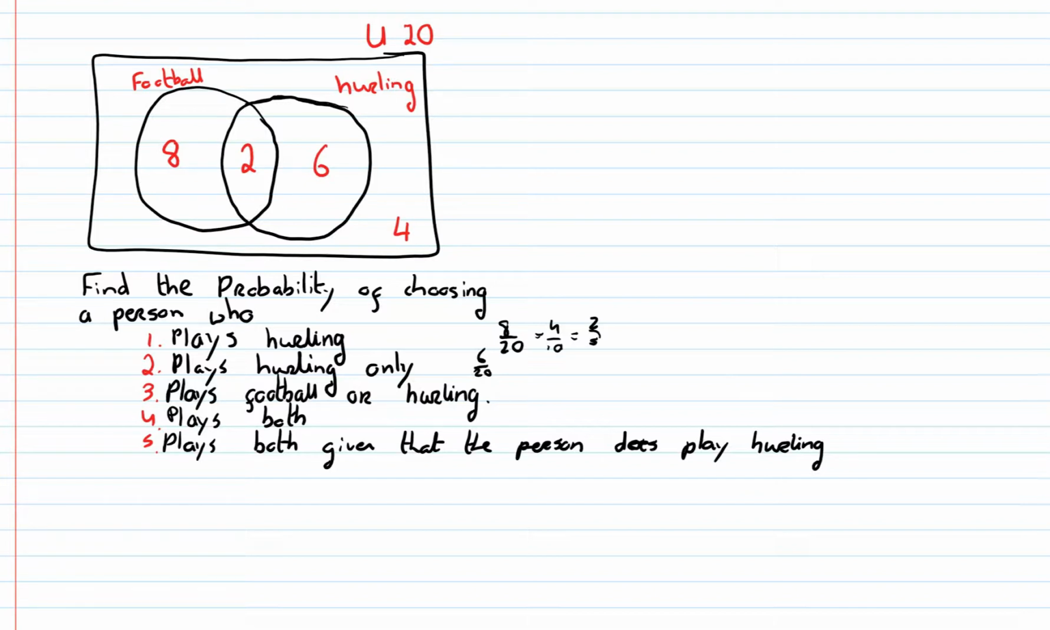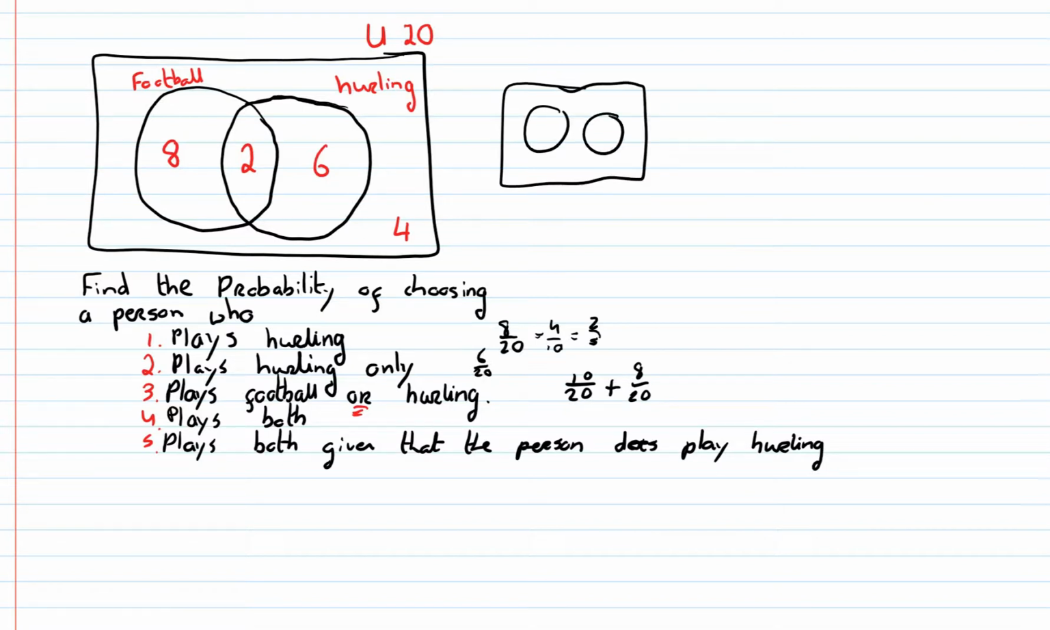Plays football or hurling. Okay, now let's think. It's the or rule. Ordinarily we would say, well, 10 people play football, or 8 people play hurling. Okay, so that's what we're saying, plays football or hurling, and or means add. So 10 out of 20 plus 8 out of 20. However, before we finish this sum, we have to ask ourselves, is this a mutually exclusive event?